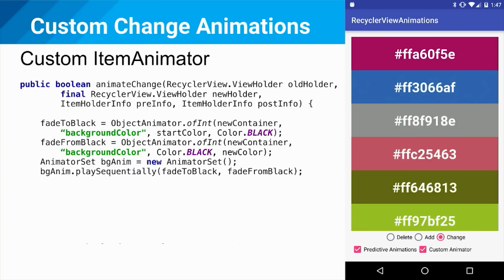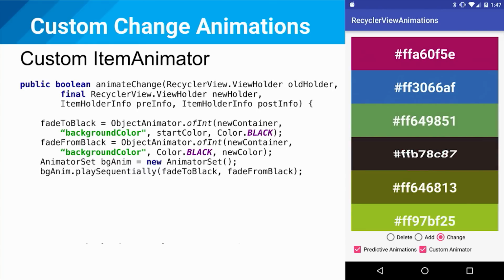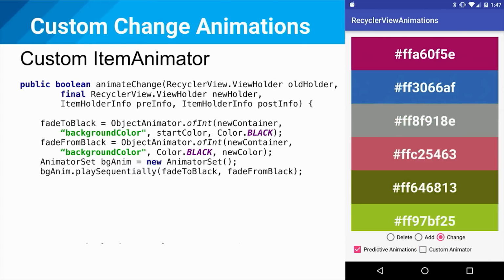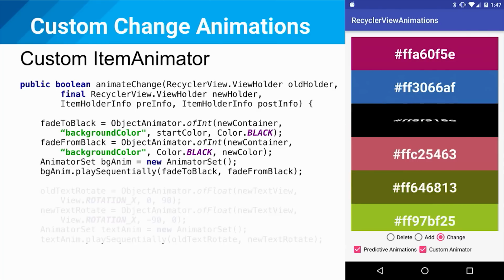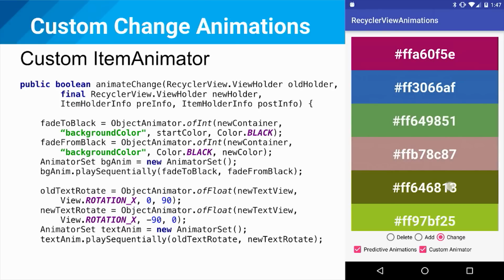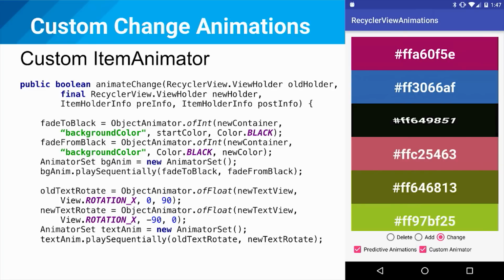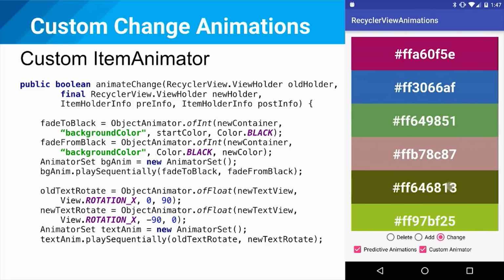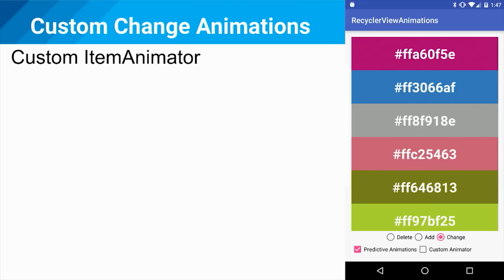So we create some animations here. We have one animation that does a fade to black from the old color, and then a fade from black into the new color. We structure that inside an animator set and sequence those to run one after the other. And then the text rotation is on the text view itself. So we're going to do a rotation of 0 to 90 to rotate it so that it's perpendicular to the viewer. And then we swap the text out, we'll see on the next slide. And then we animate the text back into place with the new value of it. And again, we run those sequentially. Animator set, run one, run the other, and we're done.